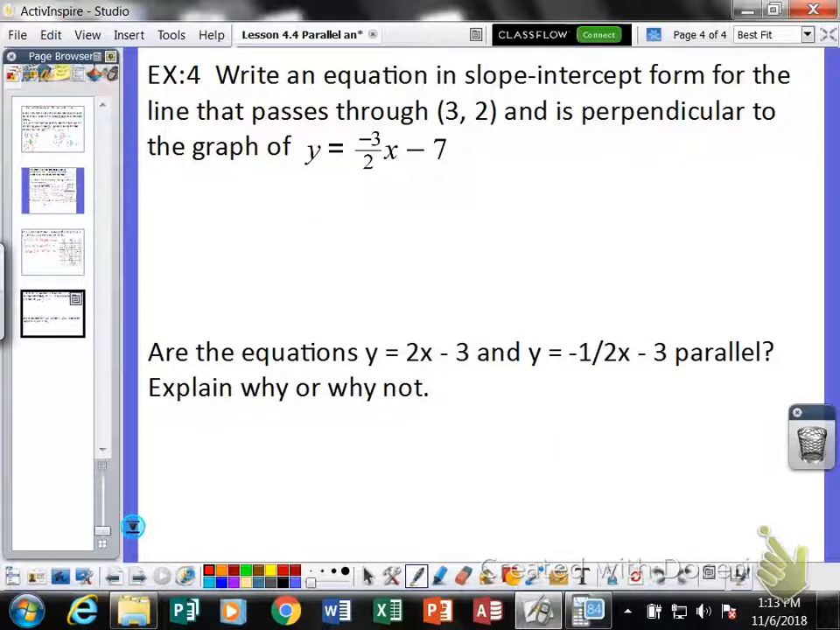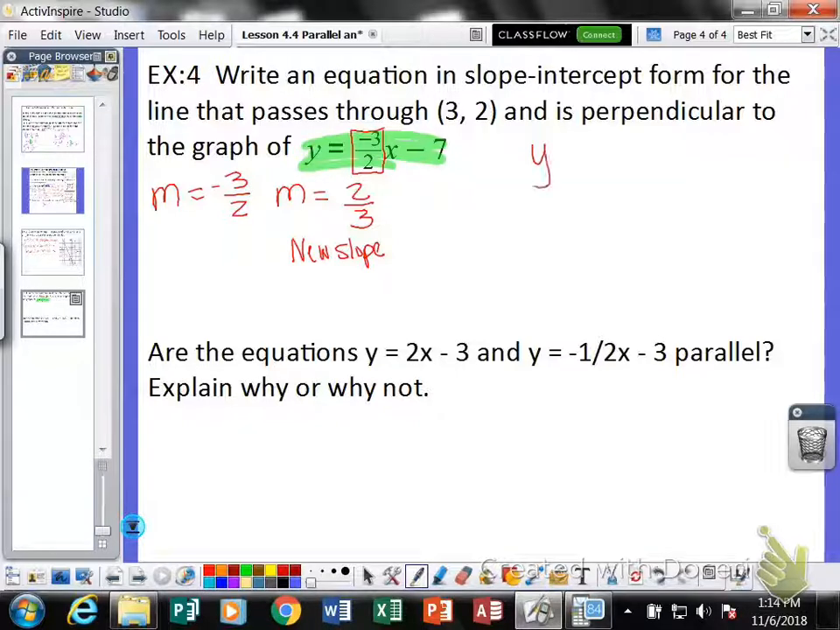All right, applying it a little bit more, write an equation in slope-intercept form for the line that passes through 3, 2 and is perpendicular to the graph. So again, here is one equation that let's just pretend I have graphed on a coordinate plane. I need to find another line that is perpendicular. So perpendicular means I need to look at the slope. The slope in my first line is negative 3 halves. The slope in my new line is going to be the opposite reciprocal. So the opposite reciprocal would be 2/3. So this is my new slope.